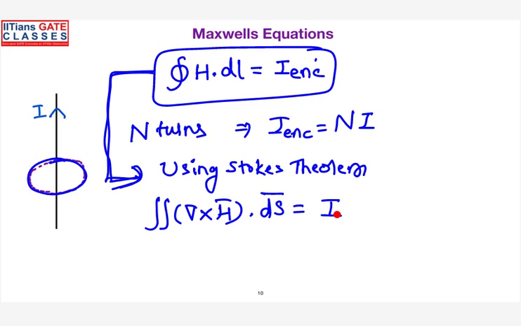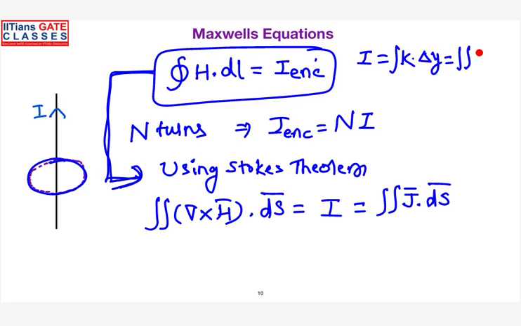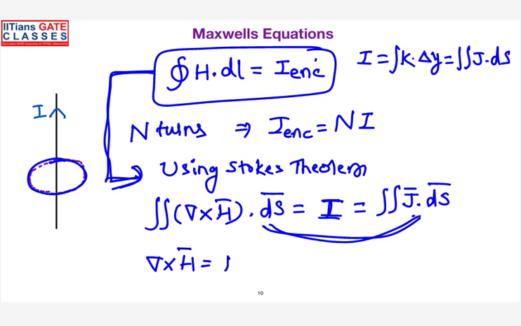Just now we have seen in the current distribution, the current I can also be written as a double integral of J dot dS in terms of volumetric current. If you remember, I gave this equation: I is equal to the integral of K dy, or it can be the double integral of J dS. It depends on the type of distribution. This time I have written the current distribution in terms of volumetric because it is easier to compare these two. So when you compare these two equations, I get the circulation of magnetic field intensity is equal to J. So the curl of H is equal to J.